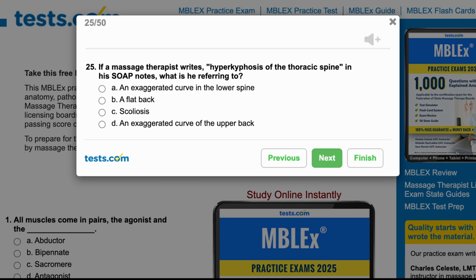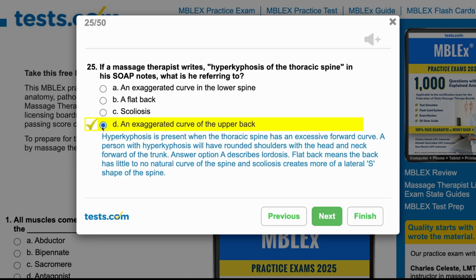A, an exaggerated curve in the lower spine, B, a flat back, C, scoliosis, or D, an exaggerated curve of the upper back? D, an exaggerated curve of the upper back. Hyperkyphosis is present when the thoracic spine has an excessive forward curve. A person with hyperkyphosis will have rounded shoulders with the head and neck forward of the trunk.